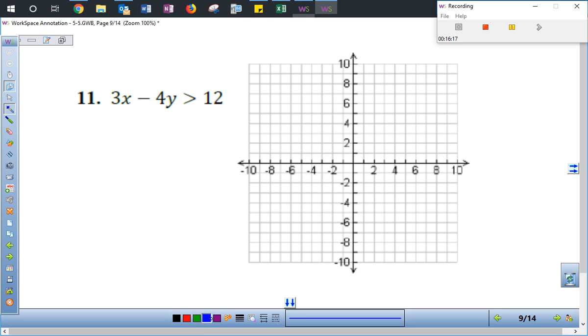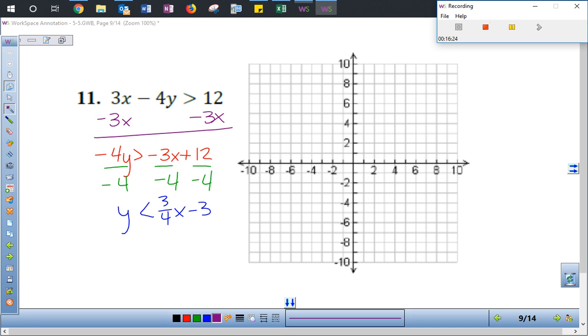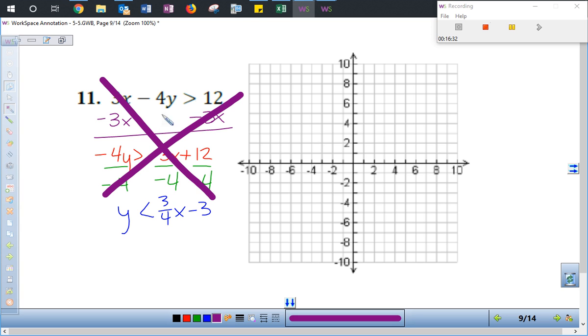On number 11, we want to solve this guy for y. So go ahead and pause the video and solve number 11 for y. So when you solve for y, you should get y is less than 3/4 x minus 3. So now we're done with this guy. We don't care about this guy over here. We only want to focus on graphing this guy.